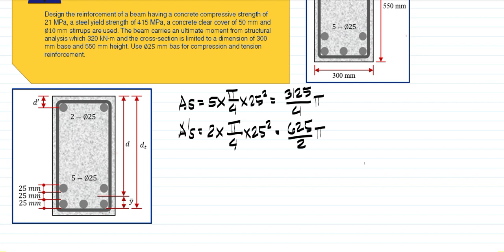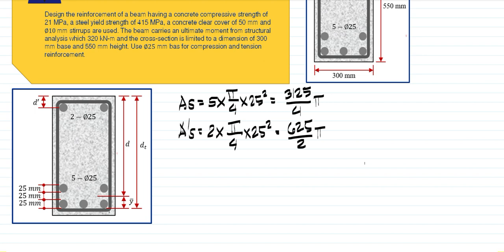By the way, since hindi stated sa problem kung nasa ng compression, nasa ng tension side, we just assume that compression is at the top and tension is at the bottom. Pero kung merong sign or direction, yung ating actual ultimate moment, kailangan nating sundin yung proper arrangement of the bars for compression and for tension.